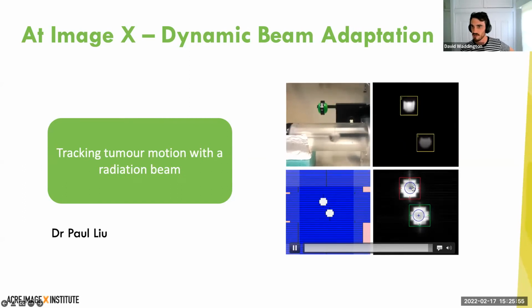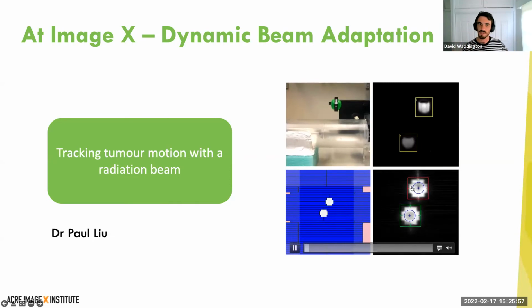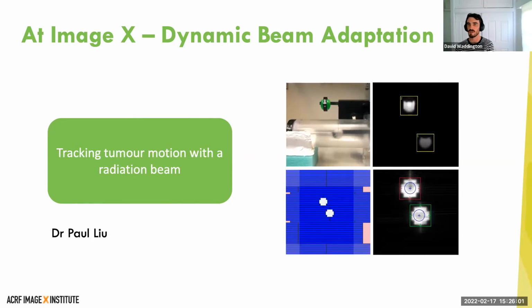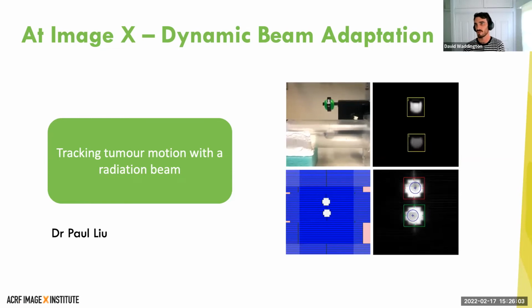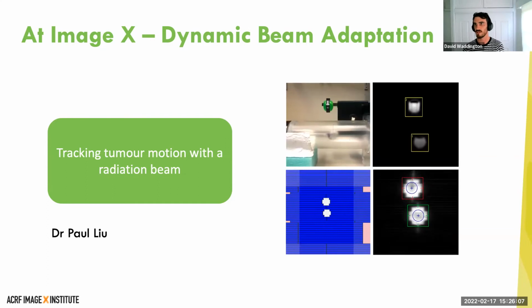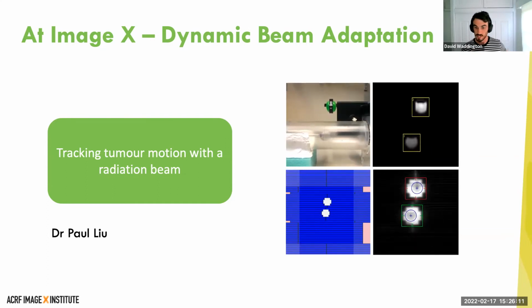You can see here that we're able to track these tumours in real time. That's really important if we want to minimize the dose to the tissue around moving tumours. We really don't want to be just spraying radiation dose everywhere in the hope of hitting a tumour. We really want to be able to track it.